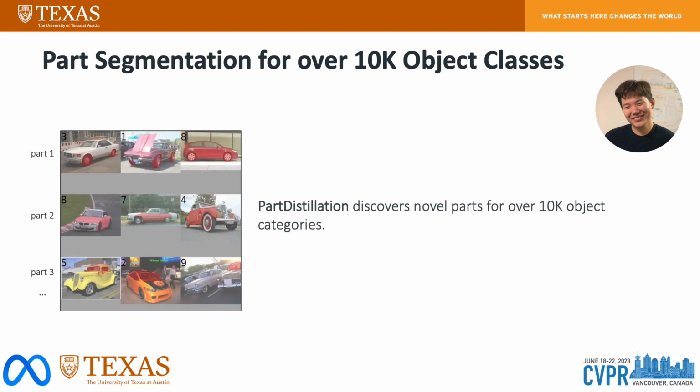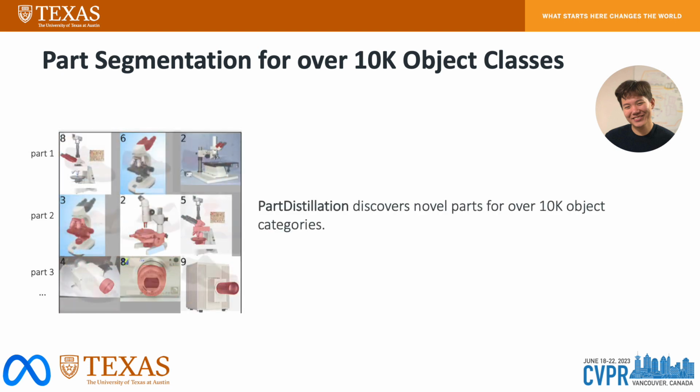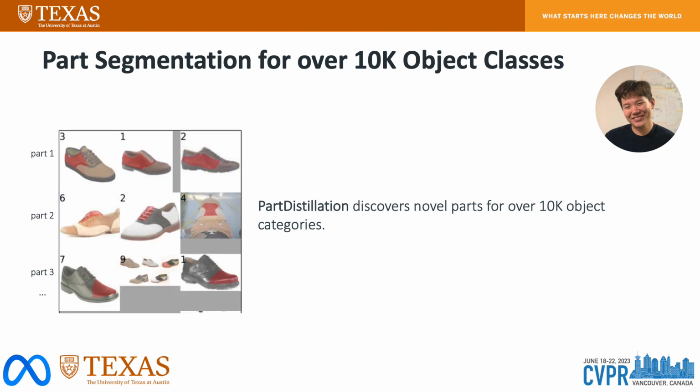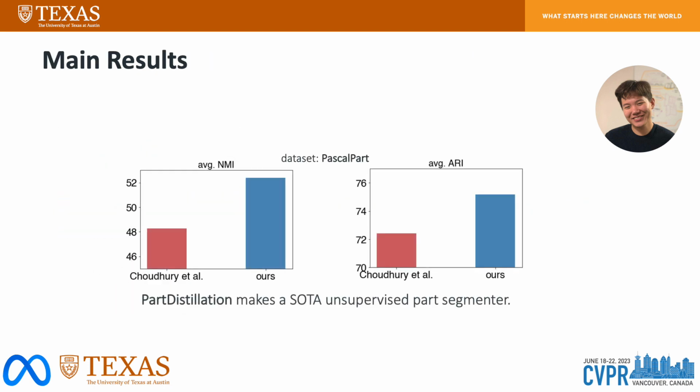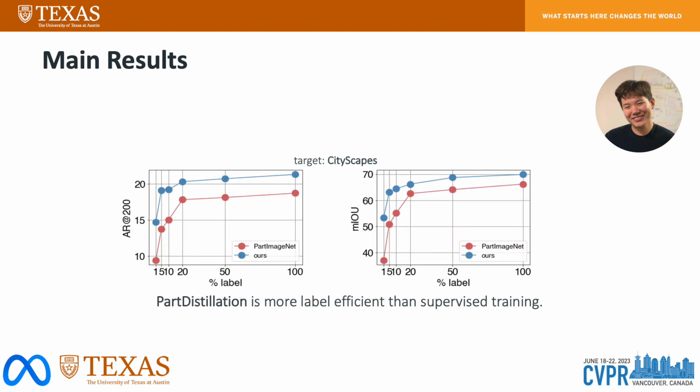We apply PartDistillation for over 10,000 object classes and discover novel parts for each of these classes. PartDistillation makes a state-of-the-art unsupervised part segmentation model. Compared to supervised training, PartDistillation generalizes better in both zero-shot and few-shot setting.